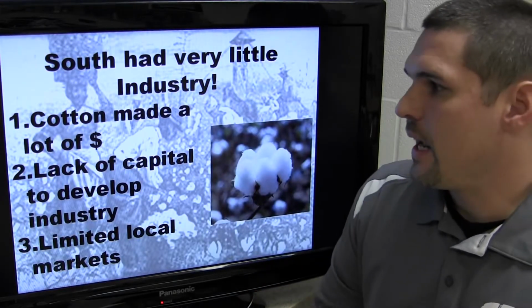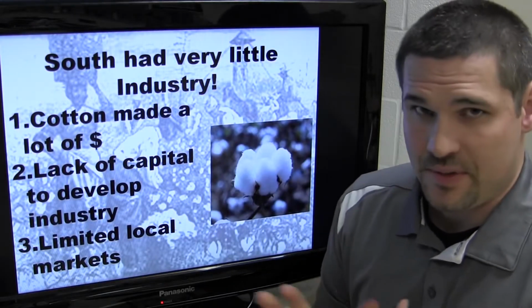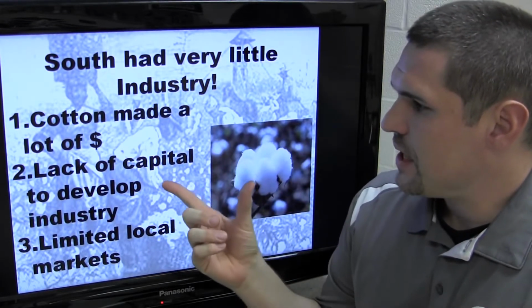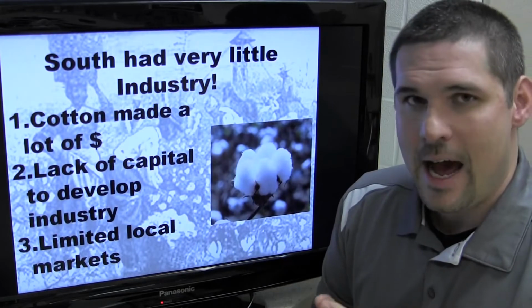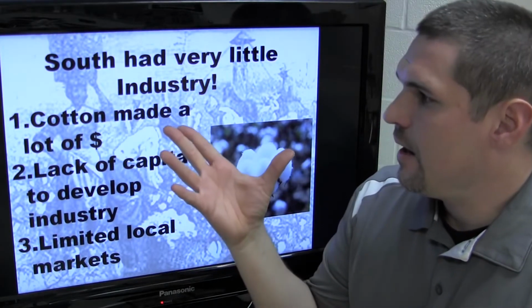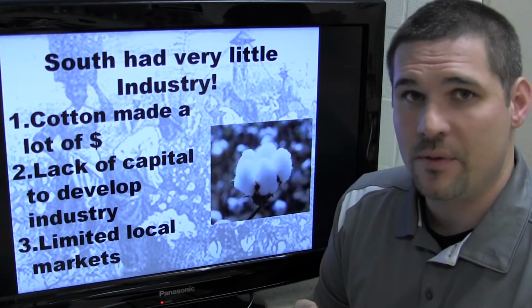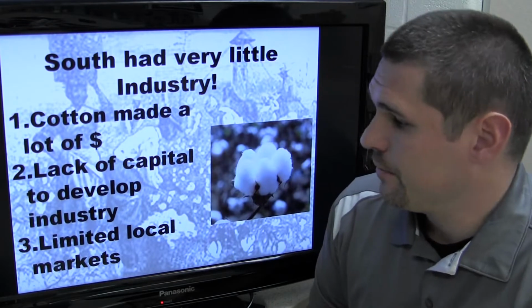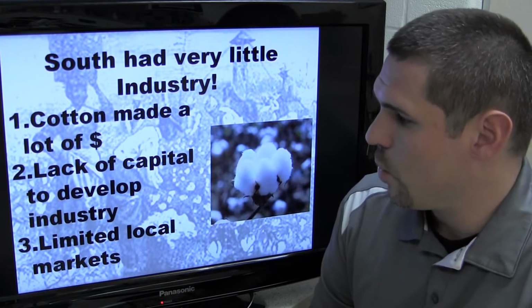Okay. Again, as I mentioned before, the South is going to have little industry. One of the reasons is they're just going to lack capital, lack the money to build these factories. And cotton was making so much money for the farmers anyway. Why fix something that wasn't broken, in their words?